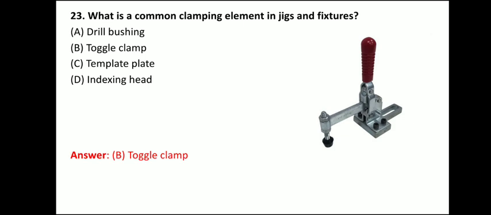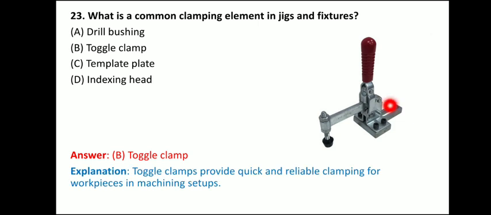The answer is toggle clamp. So out of this, toggle clamp is the clamping element in a jigs and fixture. So this is your toggle clamp. The toggle clamp provides quick and reliable clamping for workpiece in machining setup.